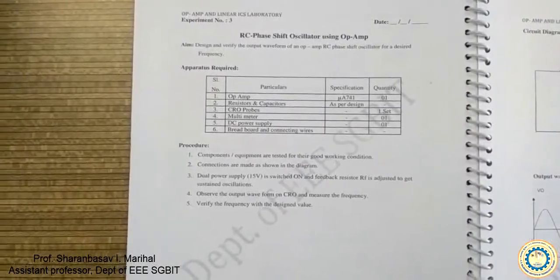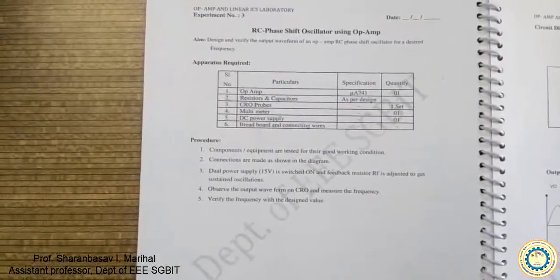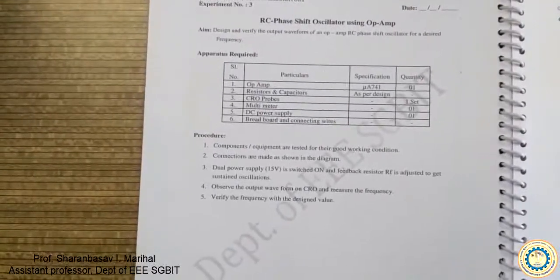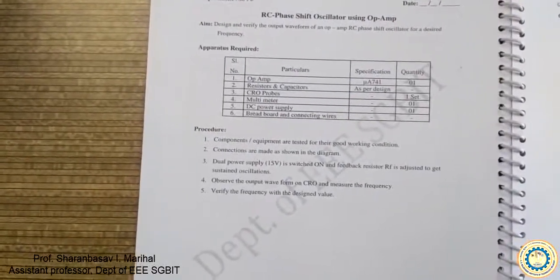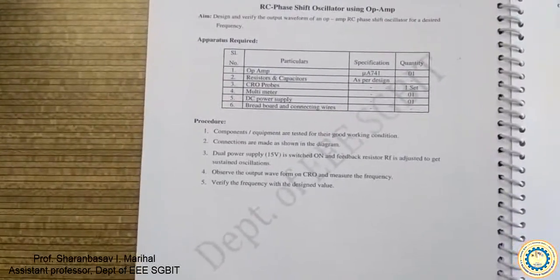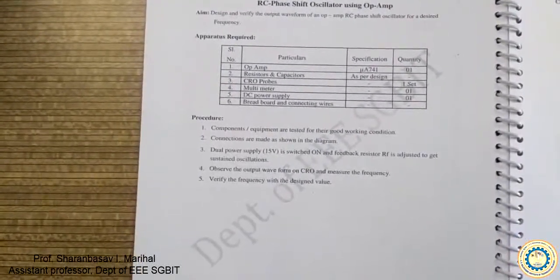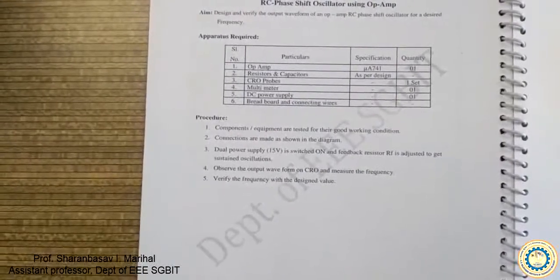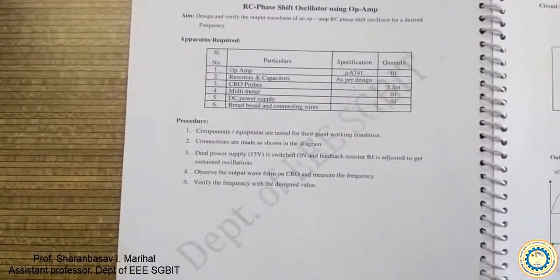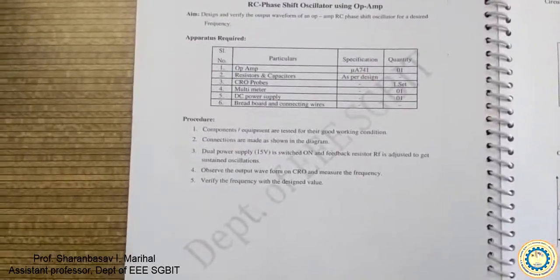Hello everyone. Today we will try to understand the operation of RC phase shift oscillator using op-amp. The RC phase shift oscillator basically works on Barkhausen's criteria. If the Barkhausen's criteria is satisfied, then the oscillations can be generated using the RC phase shift oscillator.